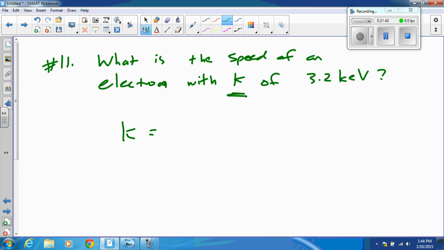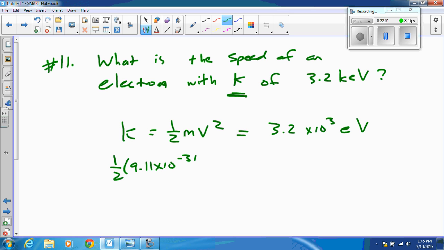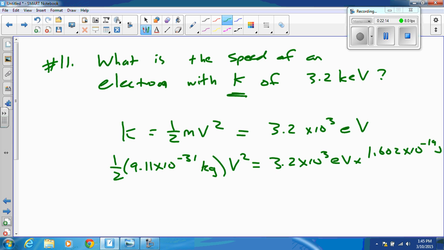The electron has kinetic energy, or 1/2 mv squared, of 3.2 times 10 to the third kilo-electron volts, just like so. And now we just need some numbers. We need the mass of the electron, which is 9.11 times 10 to the minus 31st kilograms. And we need to know that an electron volt, as we just saw, is 1.602 times 10 to the minus 19 joules.